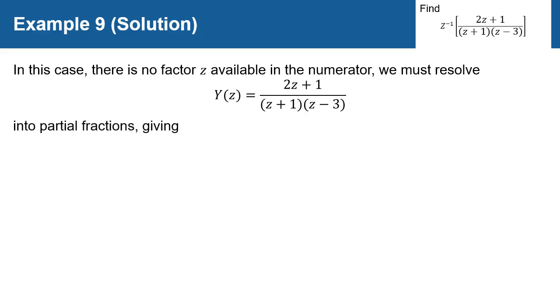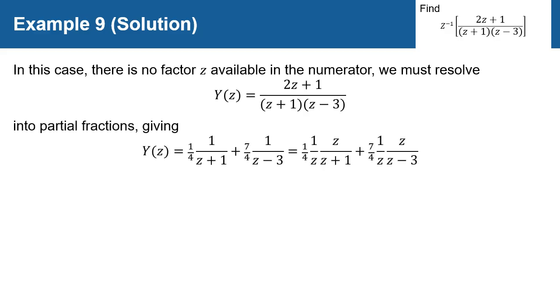By using partial fractions, we now have Y(z) equal to 1/4 times 1 over (z + 1) plus 7/4 times 1 over (z - 3). We now have 1/4 times 1 over z times z over (z + 1) plus 7/4 times 1 over z times z over (z - 3).